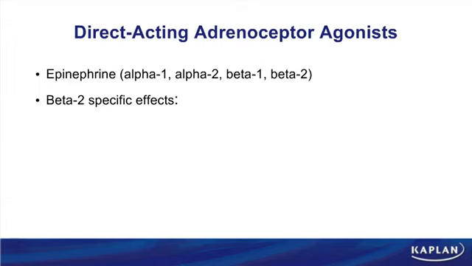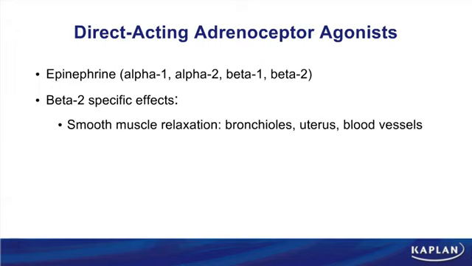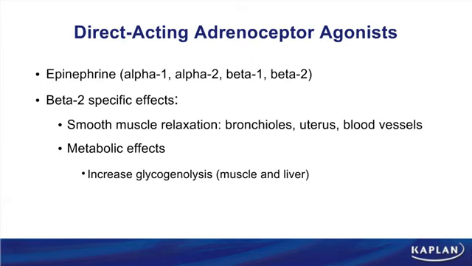Since epinephrine has some beta-2 specific effects, smooth muscle relaxation on the lungs, the uterus, and blood vessels, it also has some metabolic effects to increase glycogenolysis. As we saw in an earlier table, that's an action on skeletal muscle and liver. Stimulating beta-2s can also increase gluconeogenesis. So the beta-2 effects here all can increase blood glucose.